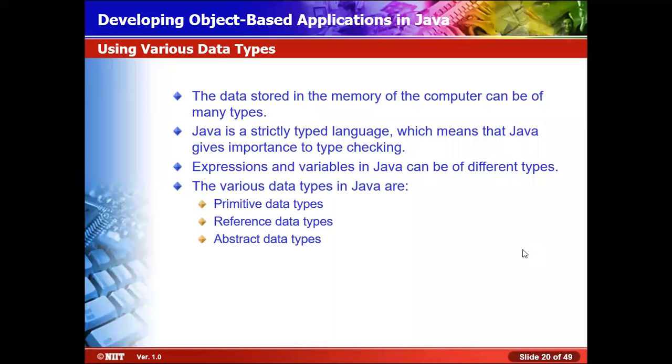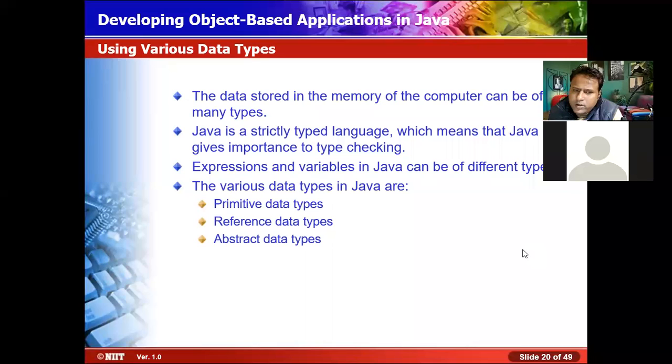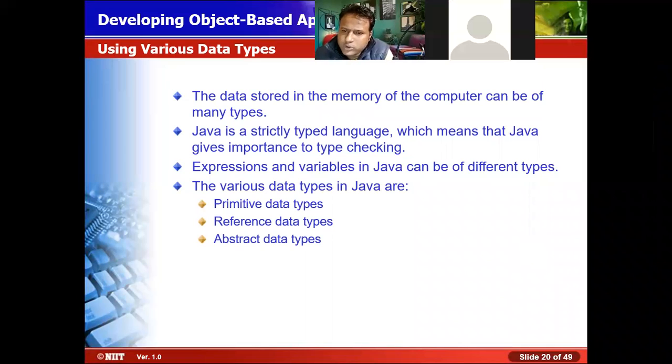Now we are going to discuss using various data types. The data stored in the memory of the computer can be of many types. In the previous class, we learned about variables. A variable is a memory location where we store a value.